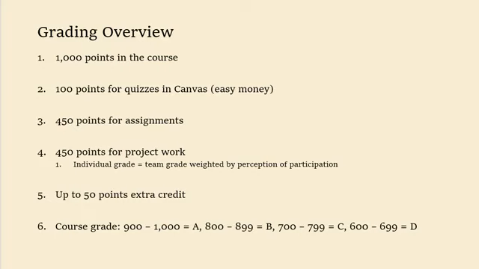450 points for the assignments and 450 points for the project work. And then I will offer up to 50 points of extra credit. Now, I may offer, say, 75 points of extra credit. I will apply at most 50 points, which is half a letter grade. And add all that up, count your points, and if you have 900 or more, you get an A. If you have between 800 and 899, you get a B. 700, 799 is a C, and so on.